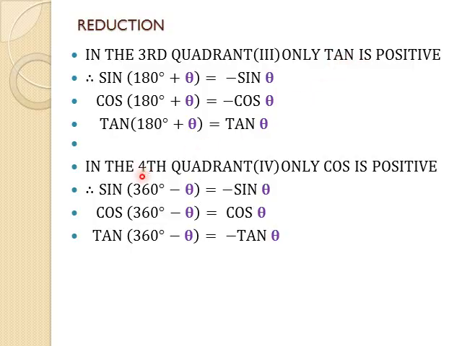For the fourth quadrant, we will write 360 minus the acute angle. So sine of 360 minus theta would give me negative sine theta. Cos of 360 minus theta would give me positive cos theta. And tan of 360 minus theta would give me negative tan theta. Right, so in the fourth quadrant only cos is positive.